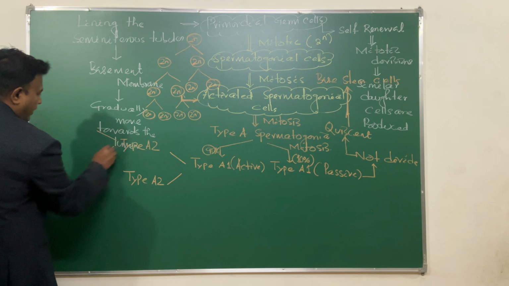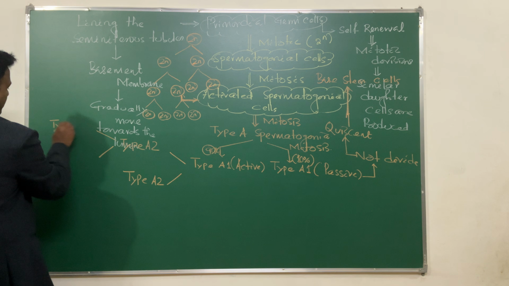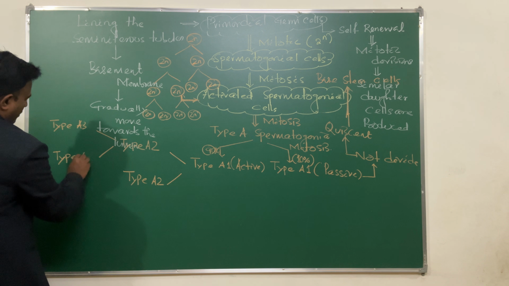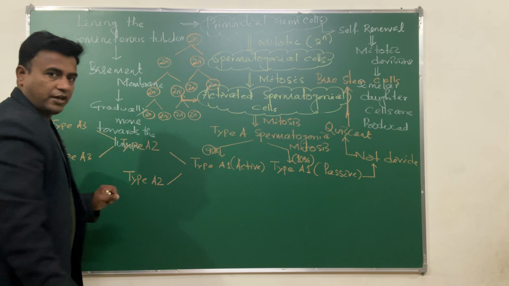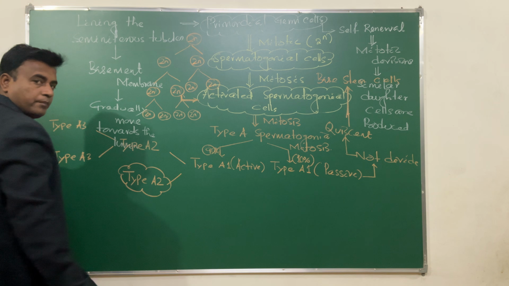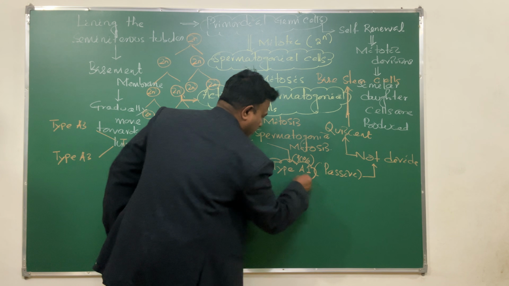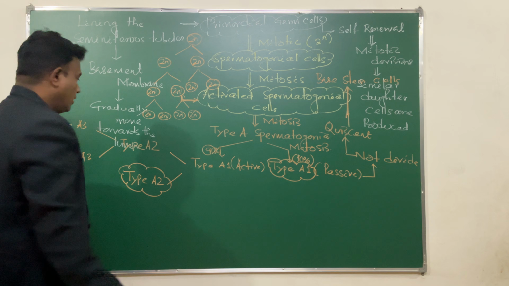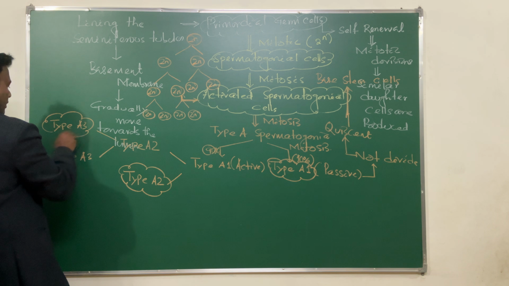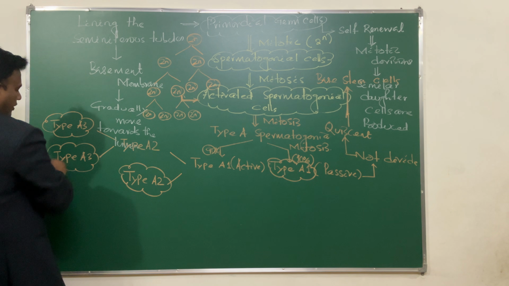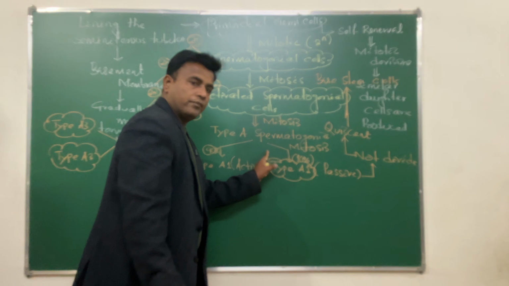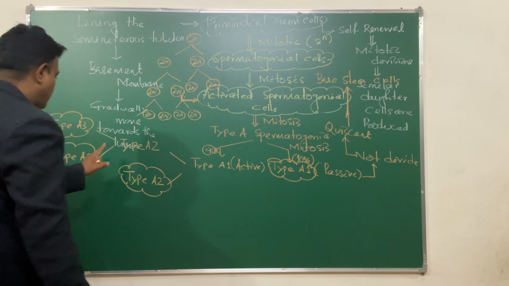The active one again divides to produce type A3, type A3. Try to understand what I am saying. This is now the dormant or the quiescent one. Like this type one. This is dormant or quiescent. But this one is dividing. Again, this is active and this is passive. Can you see that 3 generations have passed? 1 here, 2 here, 3 here.